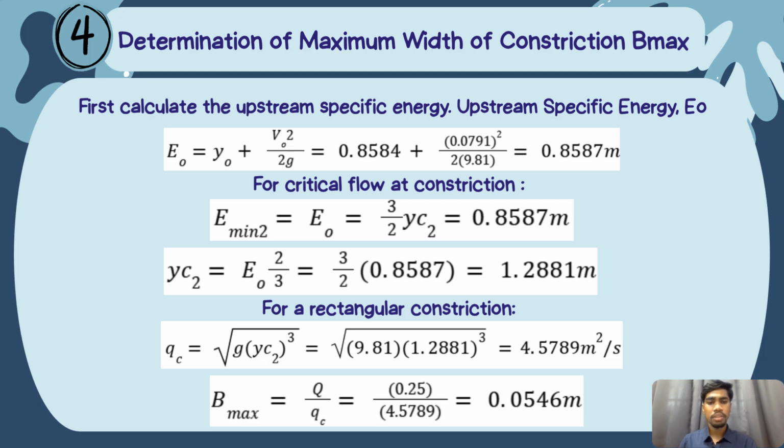For a rectangular constriction, QC equals square root of G times YC to the power of 3. So the QC value is 4.5789 meter cube per second. So for the Bmax, the formula is Q over QC, so 0.25 over 4.5789. So the Bmax value for the constriction is 0.0546 meter.